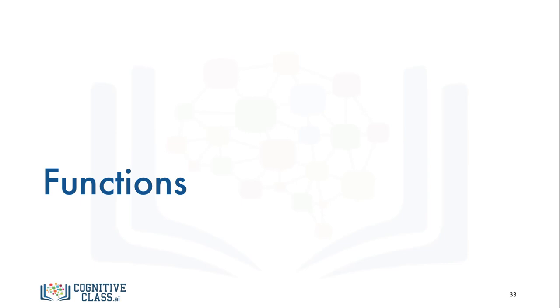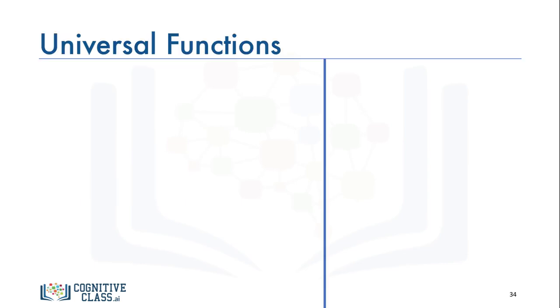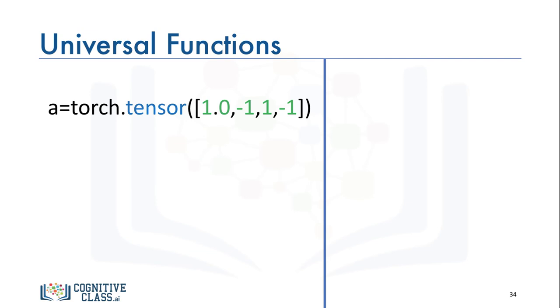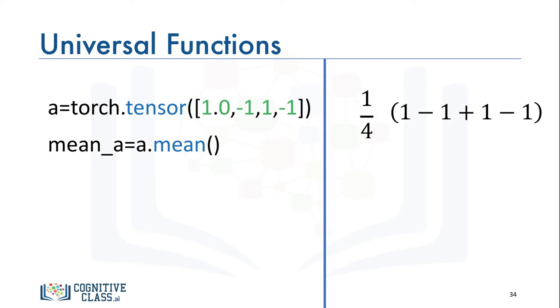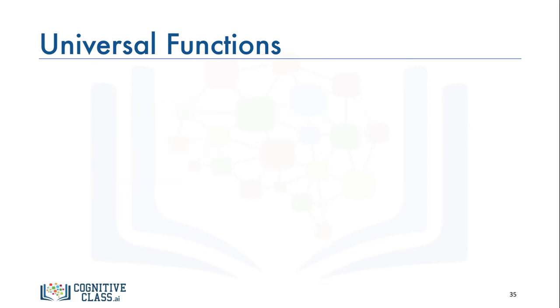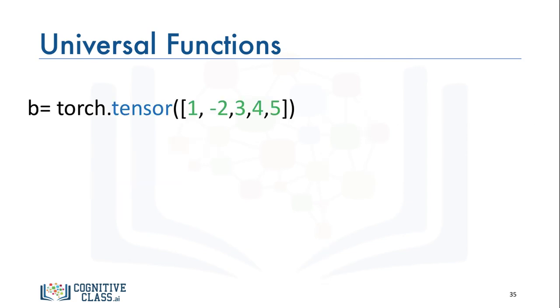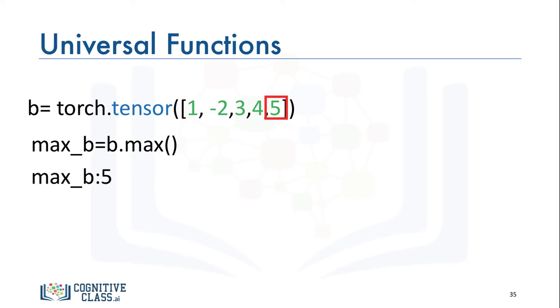Now let's discuss applying functions to tensors in PyTorch. Consider the tensor A. We can calculate the mean or average value of all the elements using the method mean. This corresponds to averaging all the elements in the tensor. In this case, the result is 0. There are many other functions. For example, consider the tensor B. We can find the maximum value using the method max. We can see the largest value is 5. Therefore, the method max returns a 5.